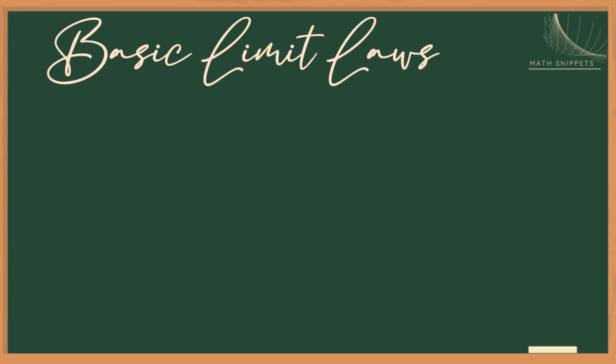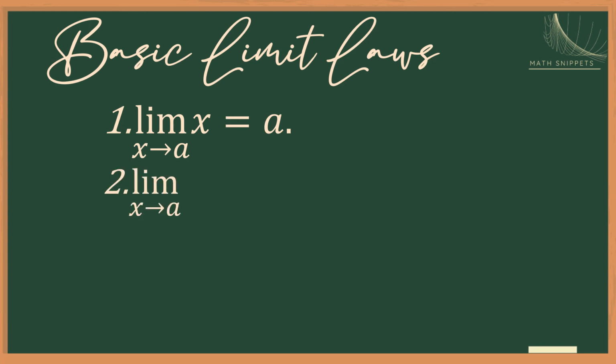So let's do a recap. For the basic limit laws, if we have an identity function, the limit of x as x approaches a is equal to a. And if we have a constant function, then let's say the limit of c as x approaches a, where c is a constant, is equal to c.